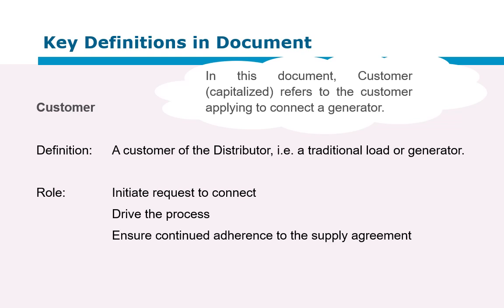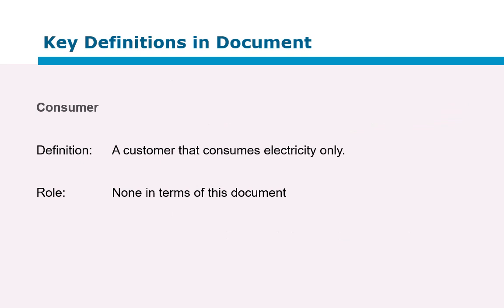Their role is to initiate the request to connect generators, drive the process, and ensure continued adherence to the supply agreement and other legal requirements, for instance the Grid Code. Consumer refers to the traditional customer. In other words, a customer that consumes electricity only. Since this guideline deals with embedded generation, the consumer has no role.